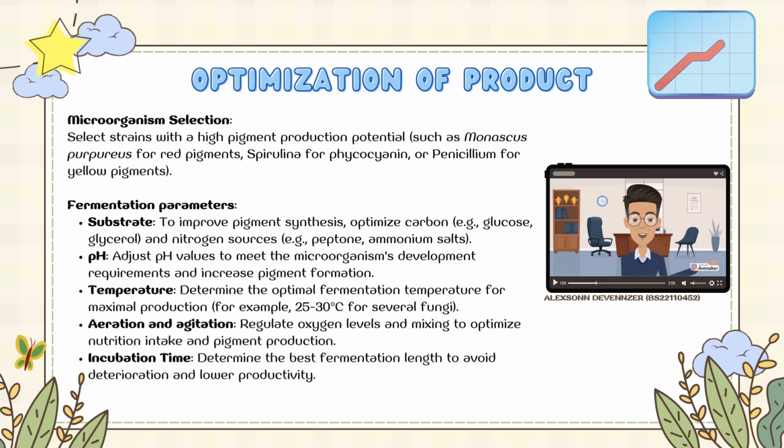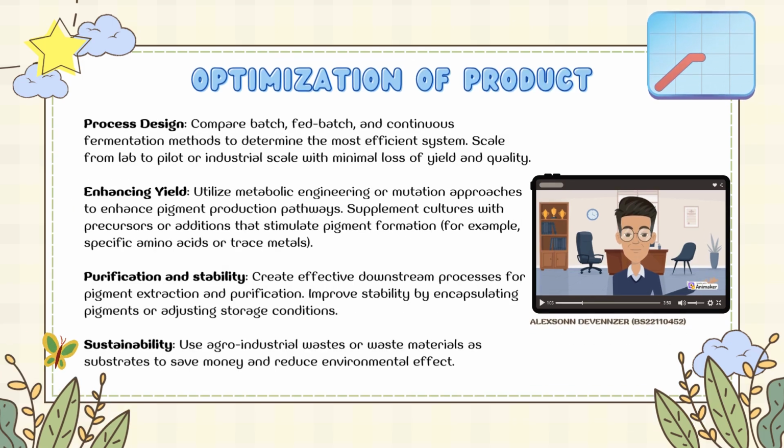For the aeration and agitation, regulate oxygen levels and mixing to optimize nutrient intake and pigment production. Lastly is the incubation time. Determine the best fermentation length to avoid deterioration and lower productivity. For process design, compare batch, fed-batch, and continuous fermentation methods to determine the most efficient system. Scale from lab to pilot or industrial scale with minimal loss of yield and quality.